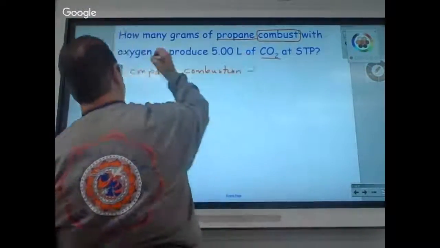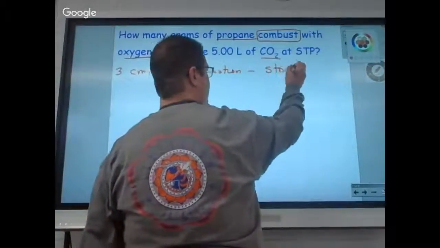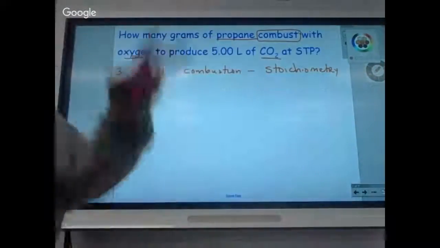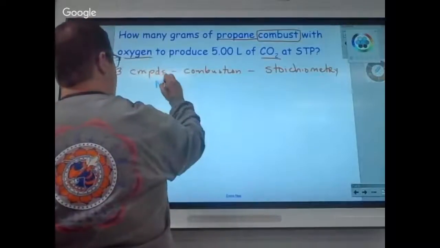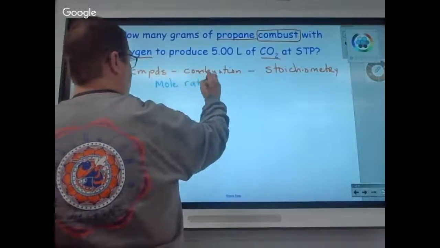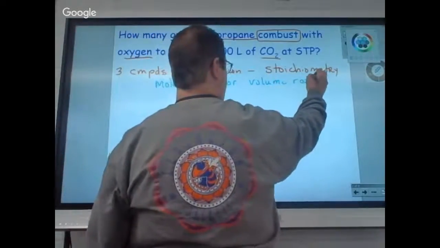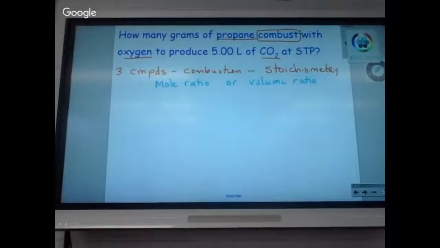Okay? There's 3. That's true. I didn't even look beyond the 2. That tells you that this is a stoichiometry problem. Now, you have 2 options here. You can either use a mole ratio or a volume ratio. I do not care which one you use. Some of you are very bright and will naturally, because you're mathematically inclined, figure out, oh, I could have done that with a mole ratio. Yes, you can, and you may choose to do it that way.